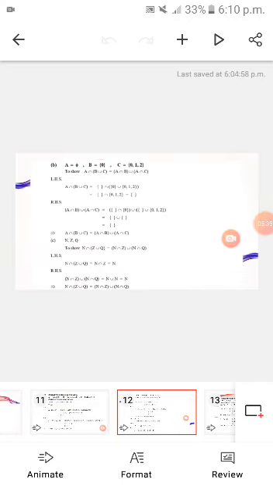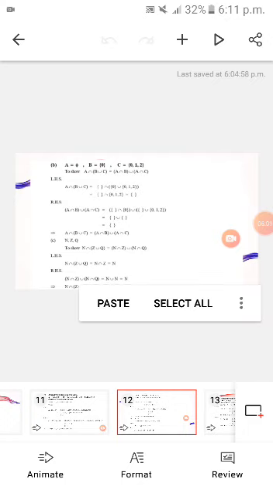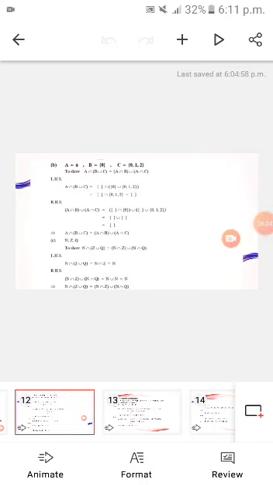Next part number B is similar, here three subsets are given. We want to show that A intersection (B union C) equals (A intersection B) union (A intersection C). Firstly solve the left hand side, take B union C, take its intersection with the A subset, and in the right hand side firstly take A intersection B and then A intersection C, then take the union of both subsets. Similarly, part number 3 is your assignment.